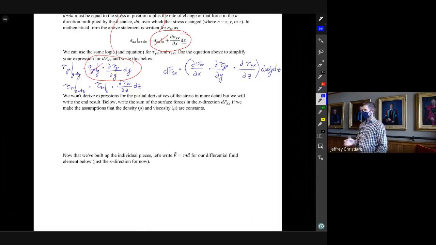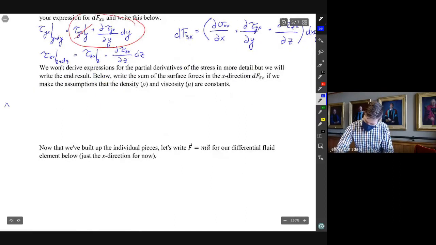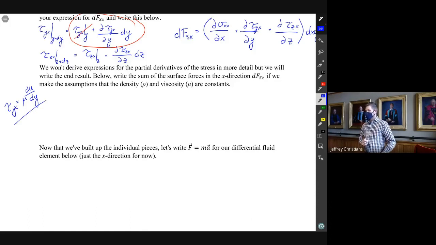Okay, so these individual partial differentials, we're not going to solve them in detail, but I will just note as we're looking at these, we could look at tau yx equals mu du dy. That would be our equation for that shear stress. It's equal to viscosity times the slope of the velocity.